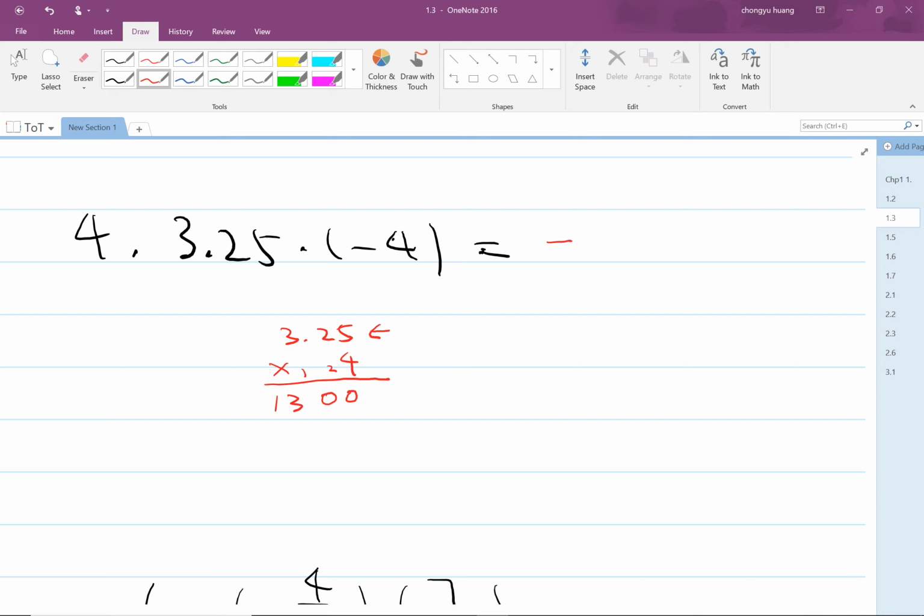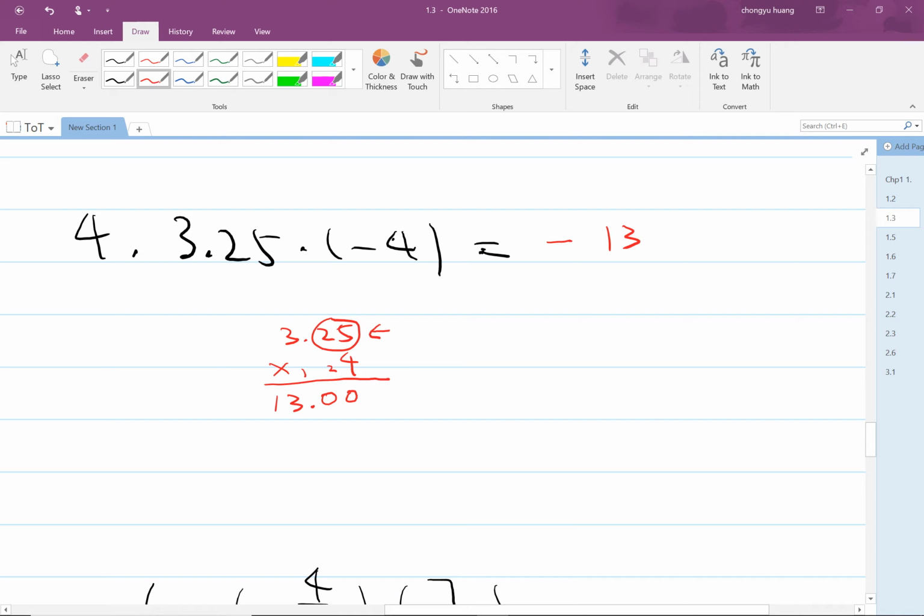Okay, so after that, since there are 2 decimal places, you put the decimal point two places over. So you know the answer is going to be 13, so it's negative 13, with 2 decimal places, which gives negative 13.00.